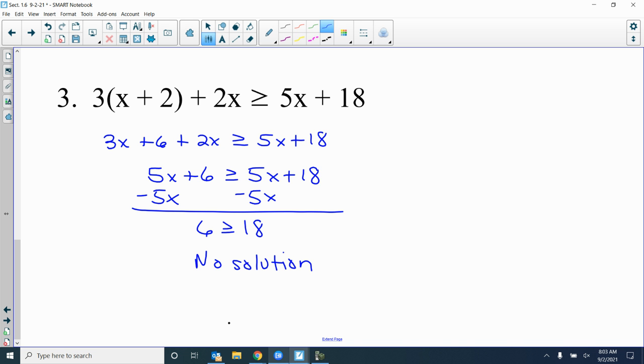If you get an answer in the end and it says 18 is greater than or equal to 6, that means x is all real numbers, which in interval notation is negative infinity to infinity. Okay, you can do it like that, all real numbers. If you get a false statement, no solution. True statement, everything will work. That goes from negative infinity to infinity.